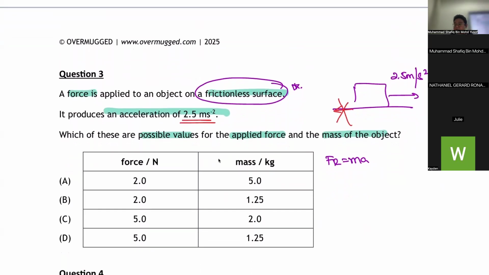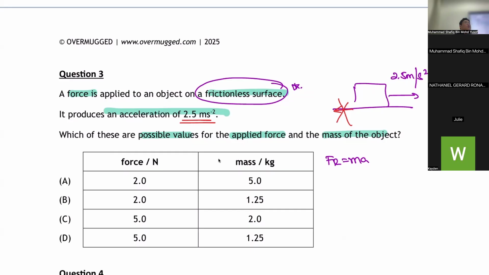So maybe I ask Ryan, how will you find which one is possible? What do you do? Okay, then so the answer is C, correct.